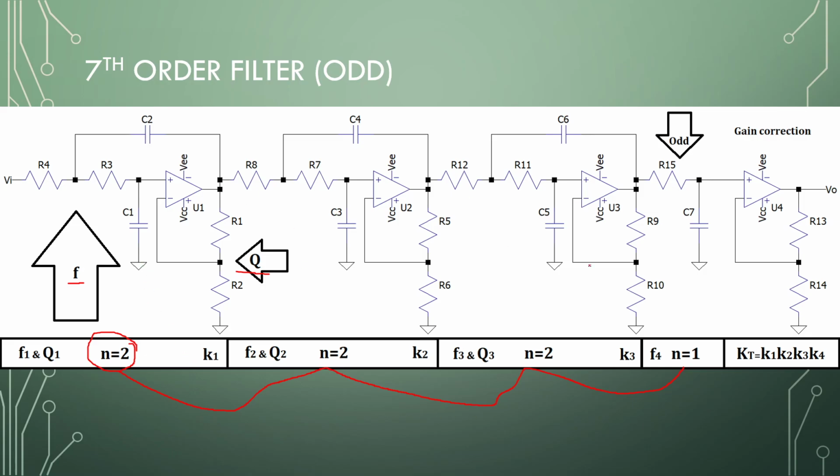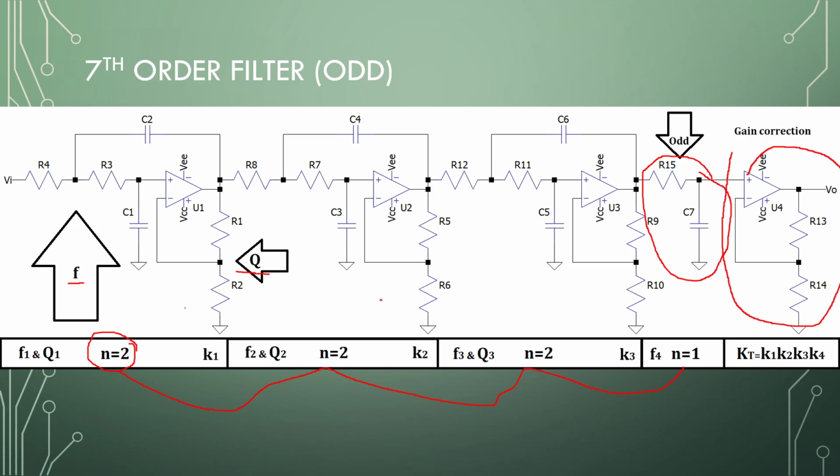So we can cascade these filters one after the other, and we can design them separately. So each one has a frequency and a Q, frequency and a Q, frequency and a Q. And if a filter is an odd number, you need to add a first order filter, and you can do some gain correction if needed.